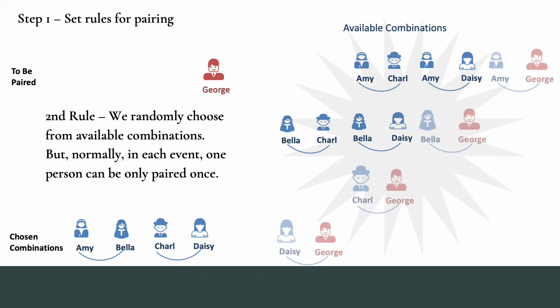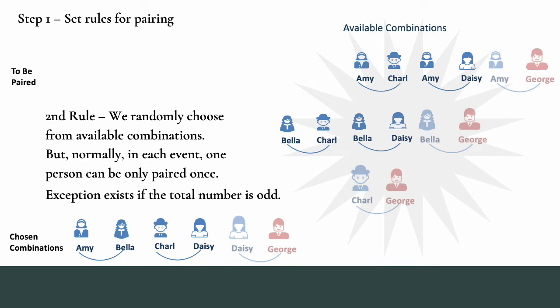But how do we cope with the extra person? We can leave George behind or have him paired with another one who already is paired once. In our case, we choose the second method. So, what we are going to do next is to randomly pick a group with George from available combinations. Here we choose Daisy and George. As a result, we need to make an adjustment to our second rule. Exception exists if the total number is odd.